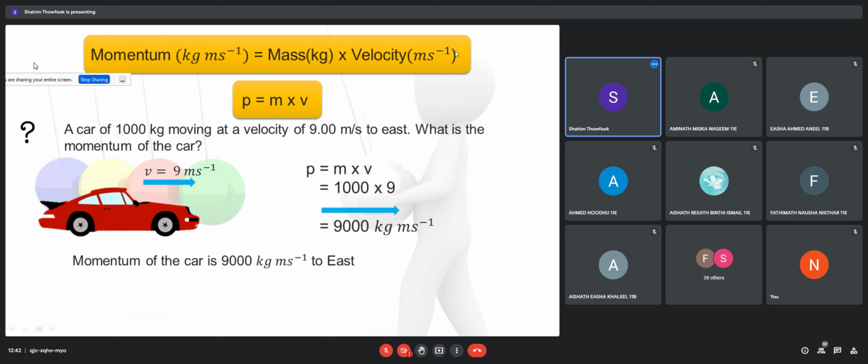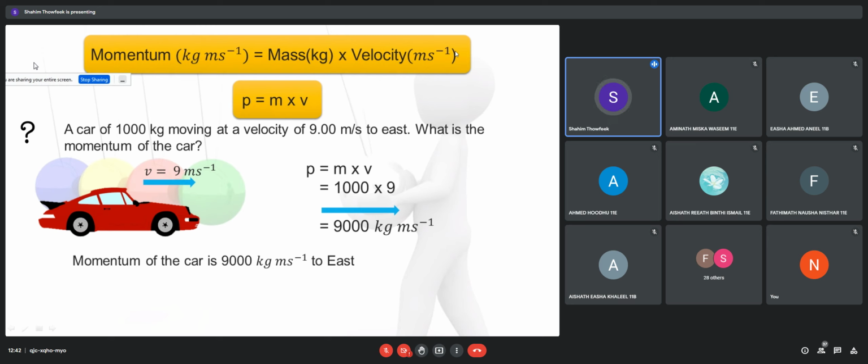A car is moving. Mass is 1000 kilograms and velocity is given as 9 meters per second to east. Now they are giving the direction of the velocity. Okay, what is the momentum of the car? First of all, how to find the momentum? Momentum is mass into velocity. Mass is given and velocity is also given. Mass into velocity, 1000 into 9.